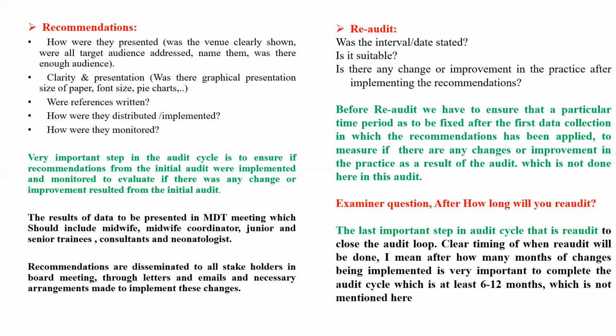Here the examiner will ask you, after how long will you re-audit? We answered this during the previous slides. You can answer here, the last important step in the audit cycle is to do the re-audit, to close the audit loop. Clear timing of when the re-audit will be done, I mean, after how many months of a change being implemented, is very important to complete the audit cycle, which is at least 6 to 12 months, which is not mentioned here in the audit they give in the station. So you are giving your point and you are commenting on what is given in the station.